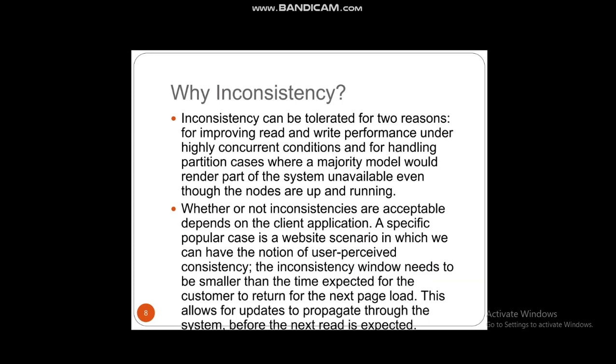A specific popular case is a website scenario in which we can have the notion of user perceived consistency. The inconsistency window needs to be smaller than the time expected for the customer to return for the next page load. This allows for updates to propagate through the system before the next read is expected.